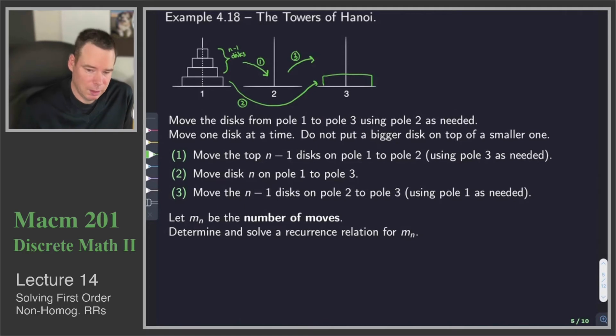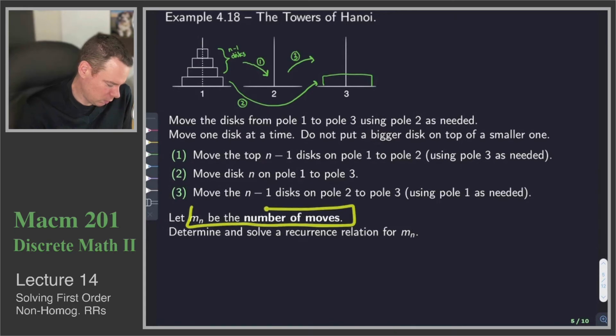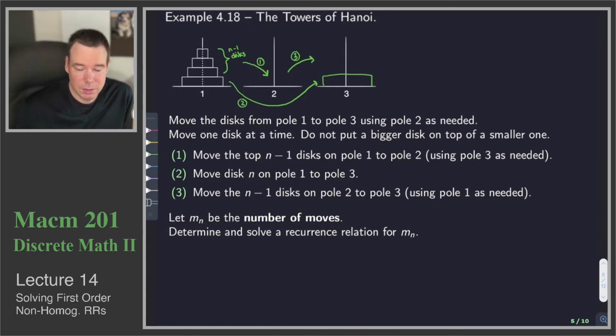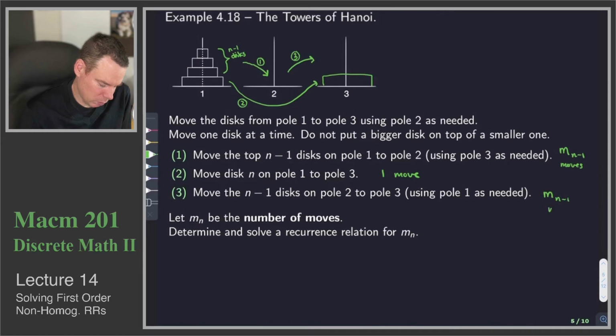How many moves would this take? Well, if we let m sub n be the number of moves to successfully move those n disks, then the number of moves that it would take to do our procedure here is as follows. We want to move the top n-1 disks. That would take m sub n-1 moves. Then we want to move the bottom disk over to pole 3. So that's just one move. And then we want to move the top n-1 disks to pole 3. That's again another m sub n-1 moves. So that's our recursive procedure.